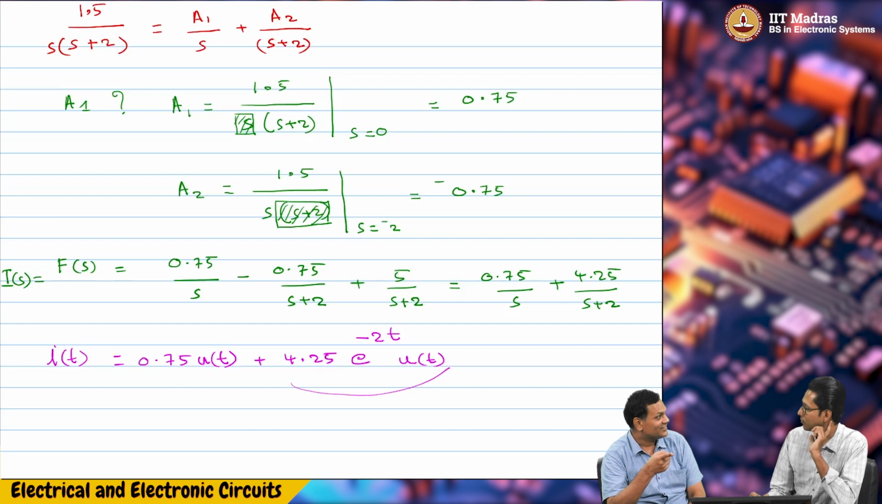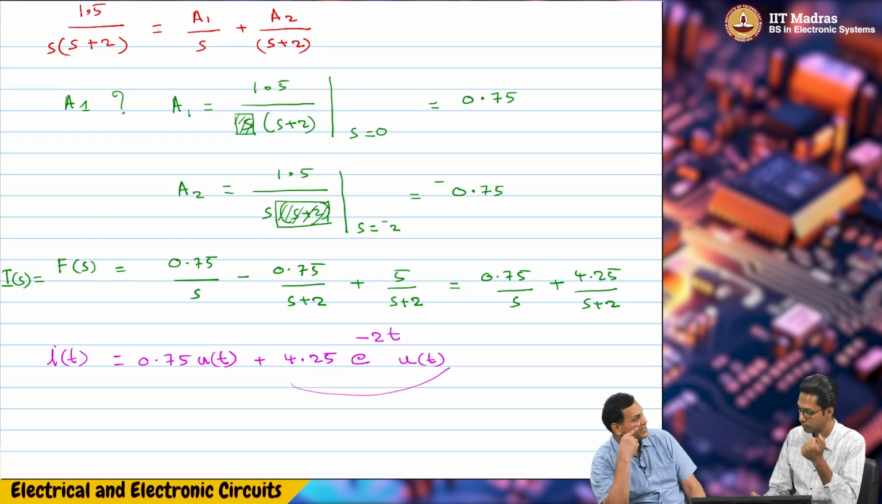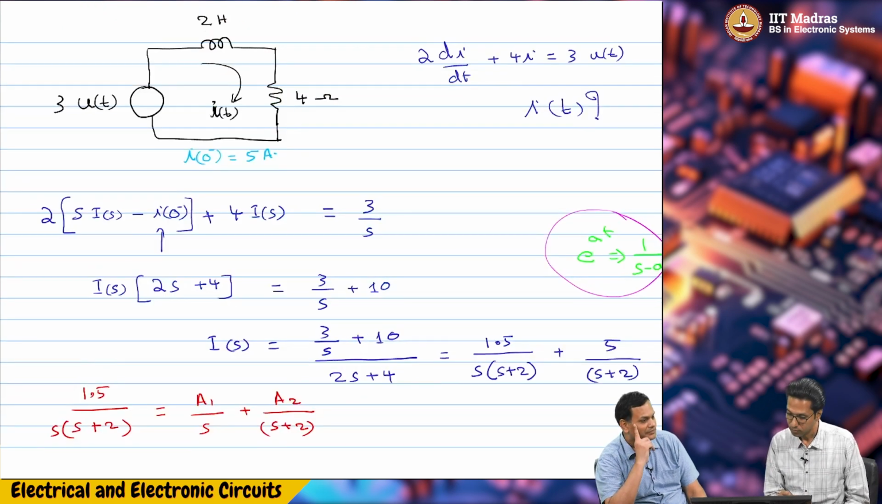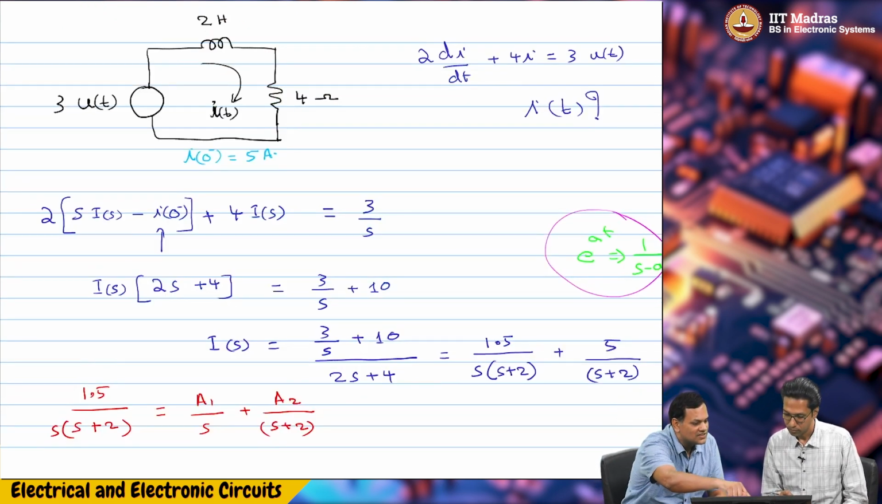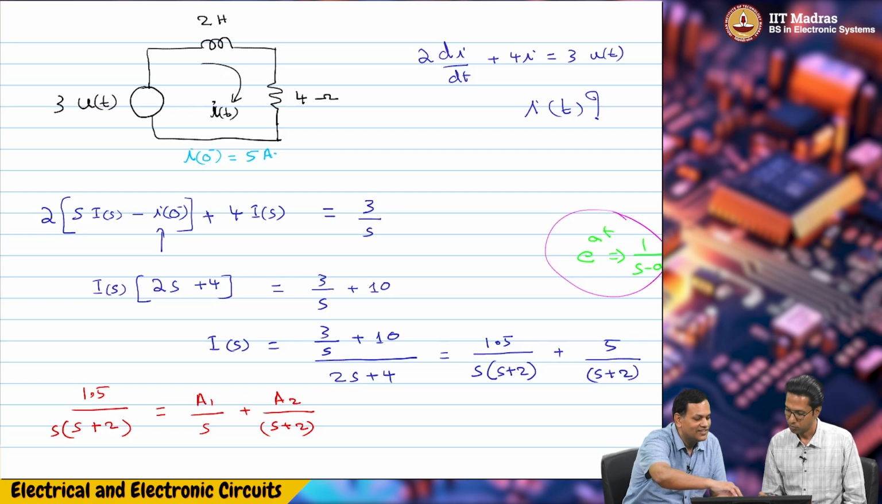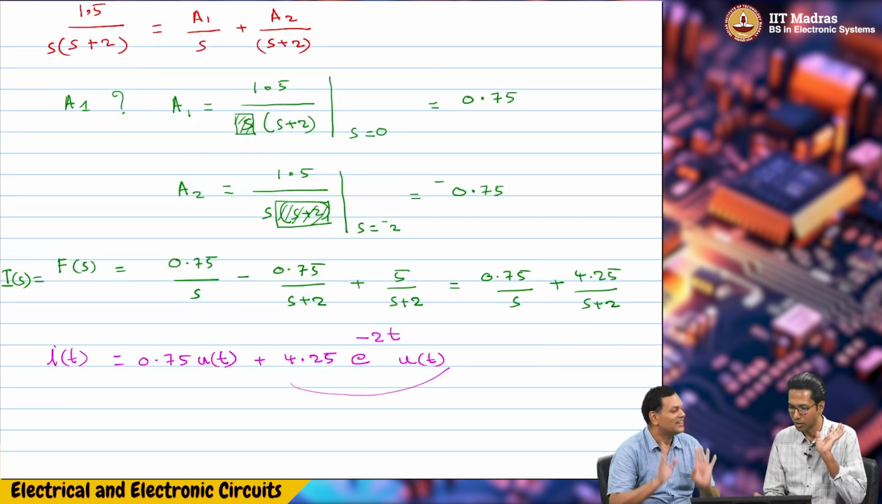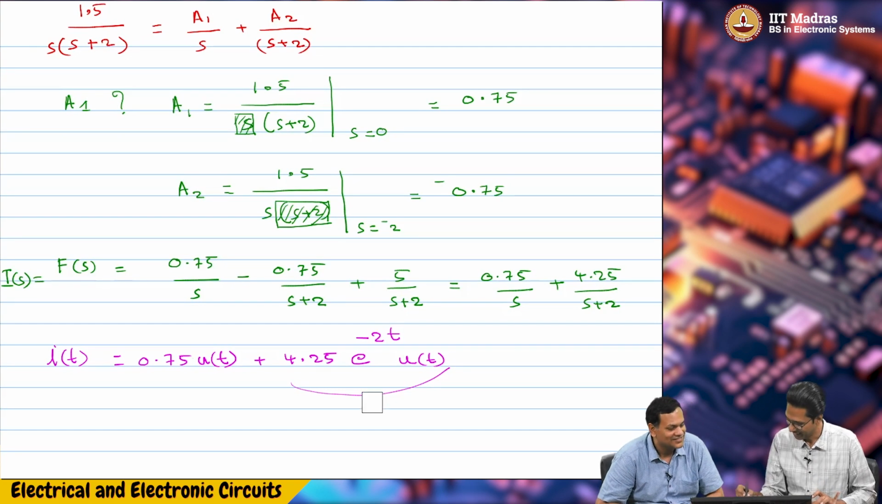Is it because of that initial condition? Because if that was not there, let us see what happens. If i of 0 minus was 0, then this 10 would not have been there, and then it would be very easy. Anyway, this exponential portion is automatically taken care of. I don't have to break my head.